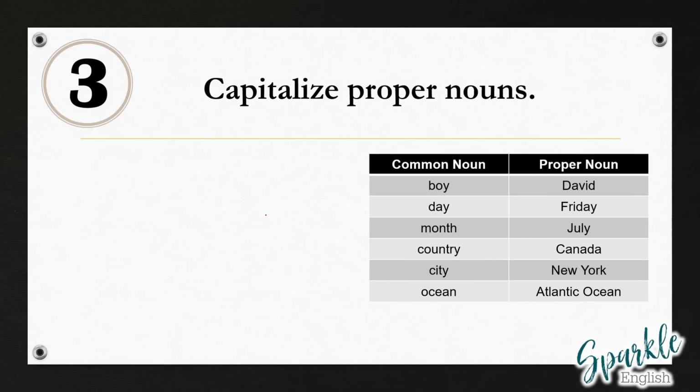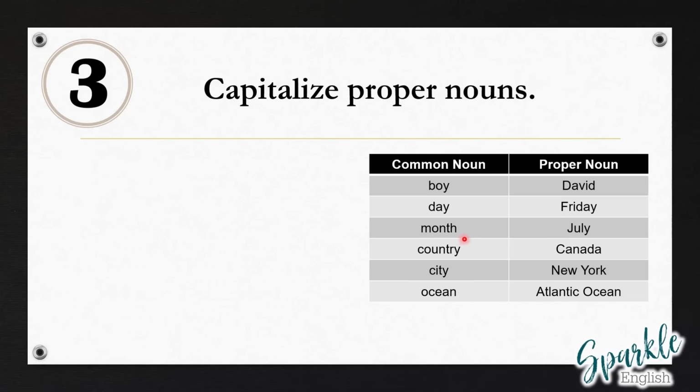Rule number 3. Capitalize proper nouns. So what is a proper noun? A proper noun is a specific name for a common noun. So for example, a common noun would be boy, but a proper noun would be the name of a boy. For example, David. We would not capitalize boy, unless of course it was the first letter of a sentence, but we would capitalize the name, David. Common noun, day. Day is not capitalized, but Friday is capitalized because it's a proper noun. It's the name of a day.